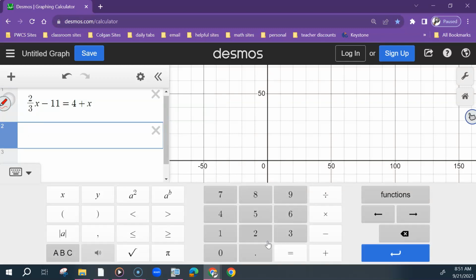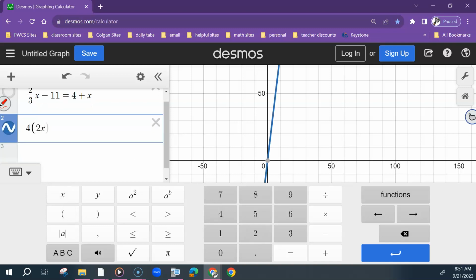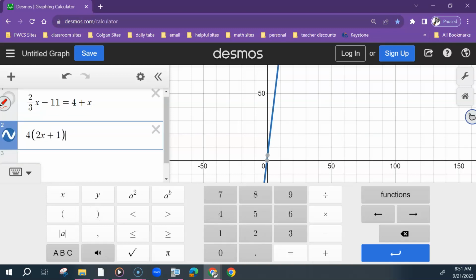Someone read that entire thing off to me, just whatever the equation was. 4 parentheses 2x plus 1 parentheses minus 2x equals 8 plus 4 parentheses x plus 1.